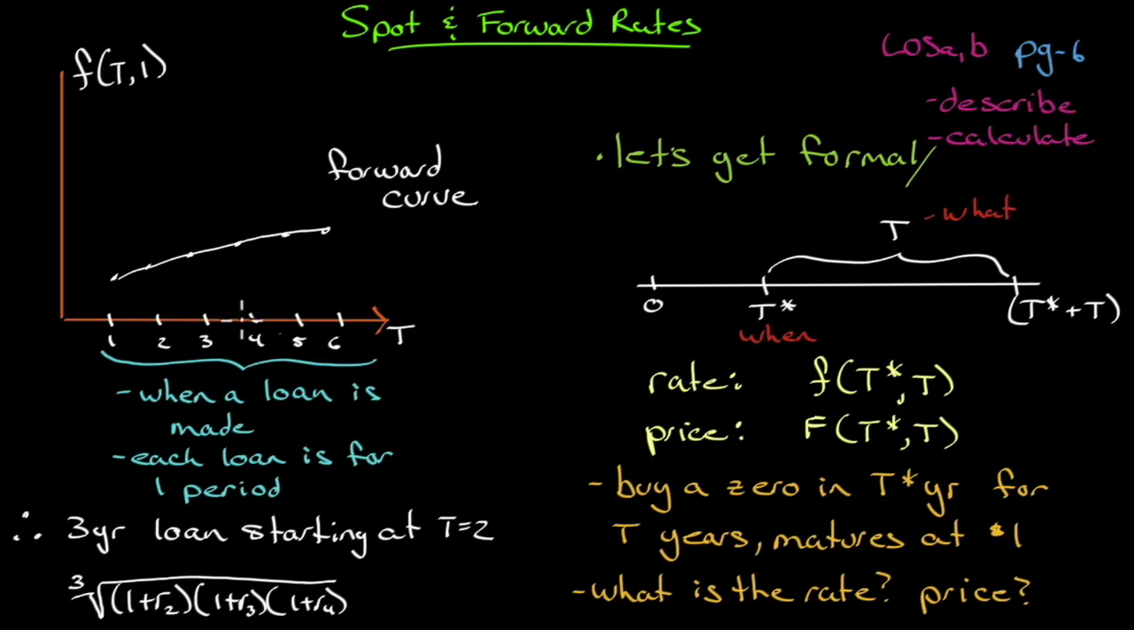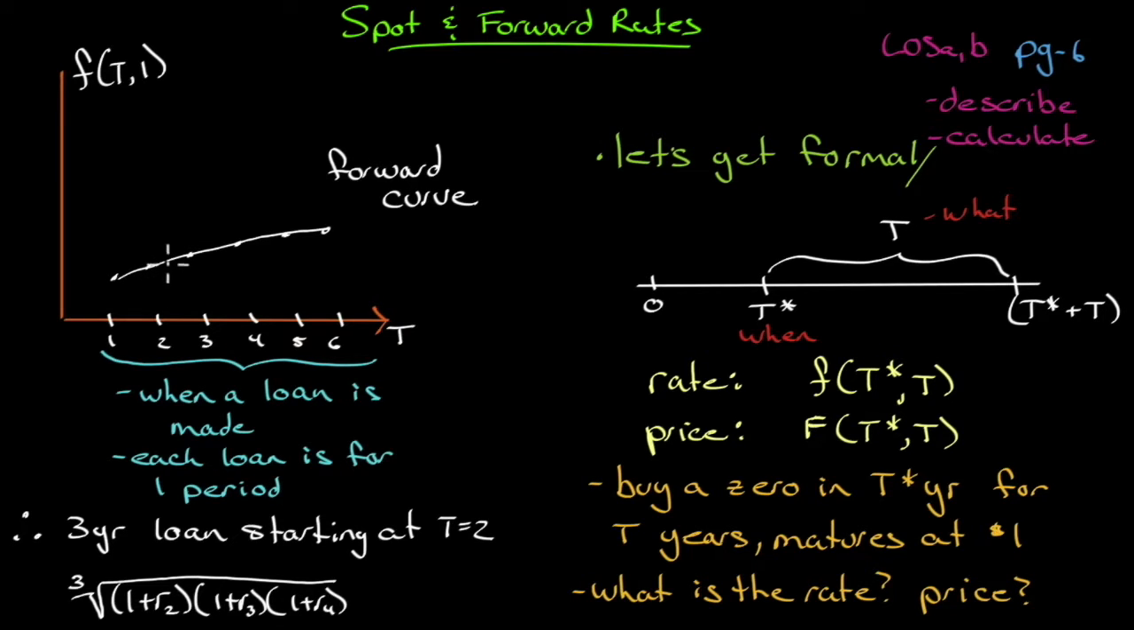So what do each one of these things mean? We know what a spot rate is for each of the time periods, but if I'm looking at one, what does that rate mean? That tells me when a loan is made. If the loan is going to be made at t equals 1, it will be for this rate. If the loan is made at t equals 2, that's the forward rate. If it's made at t equals 3, that's the forward rate. And each loan is for one period.